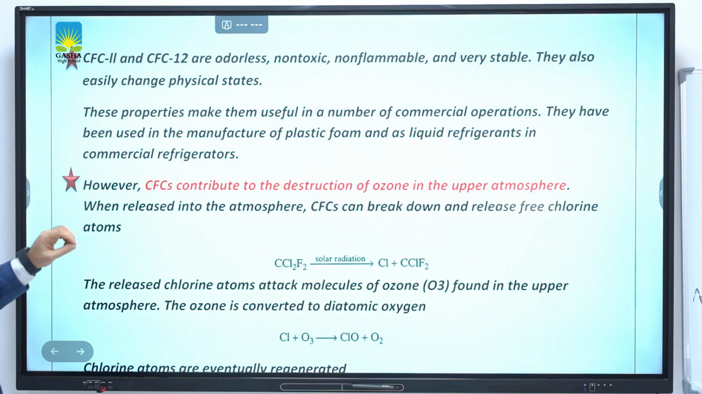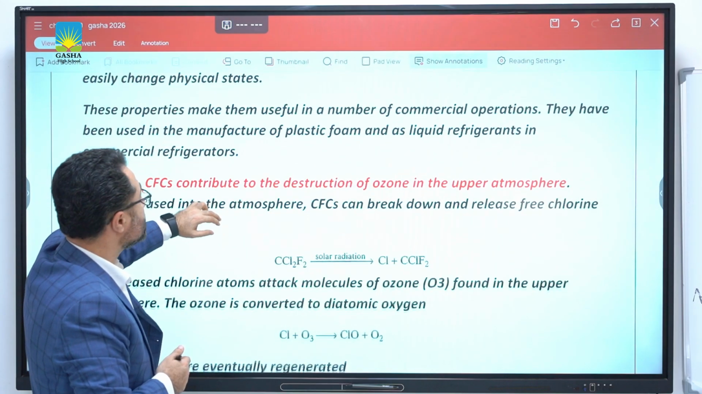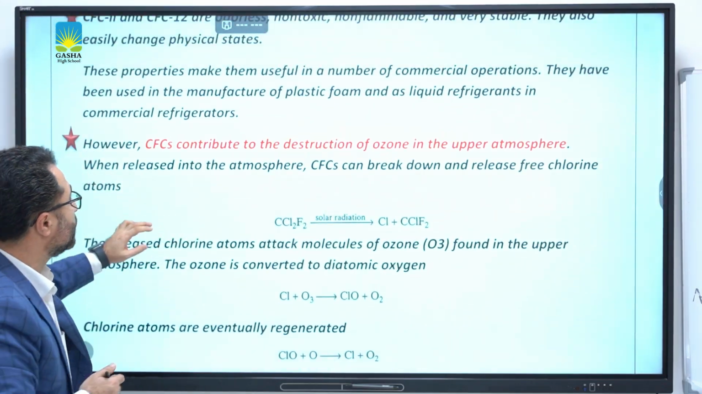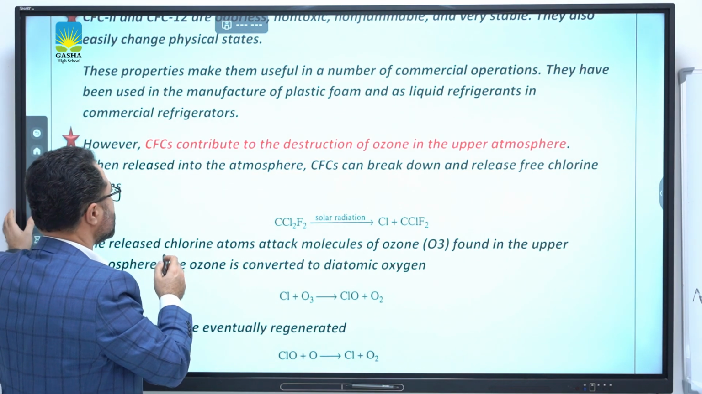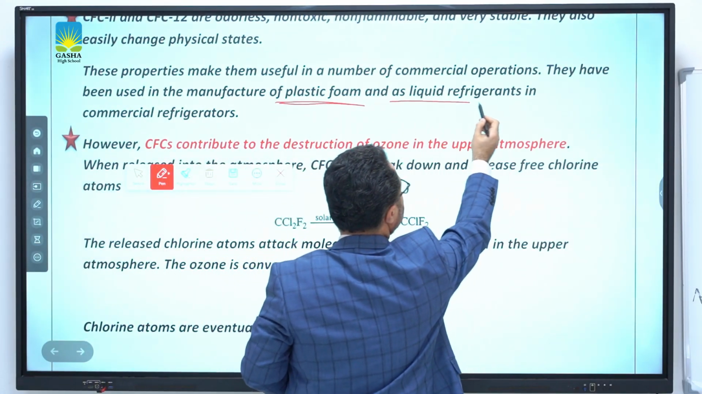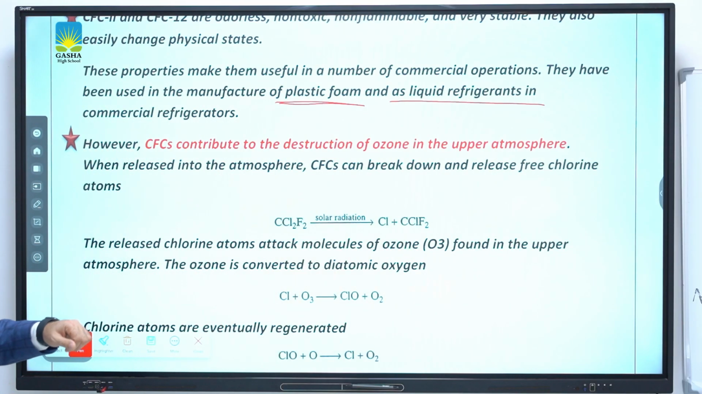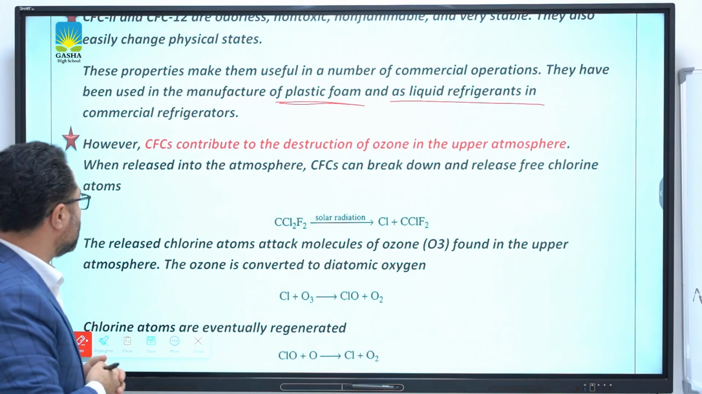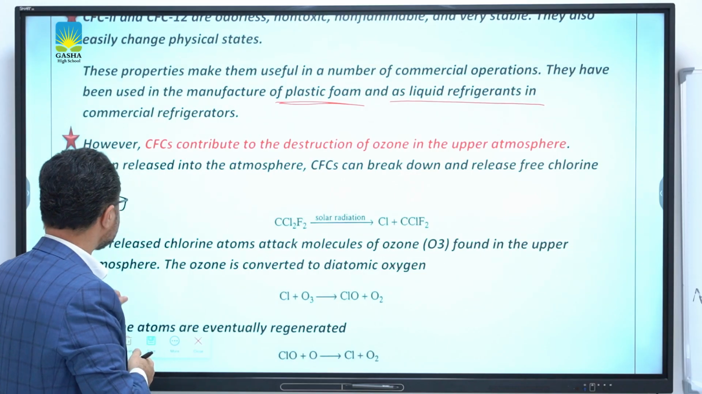This is a good property, and this property makes it useful for what? For production of plastic foam and liquid refrigerators. Plastic foam, okay, and liquid refrigerators. Okay, so the split air conditioner contains CFC 11 and 12.